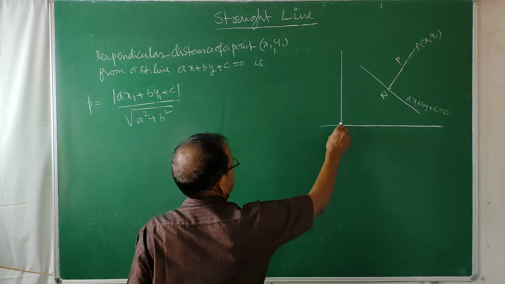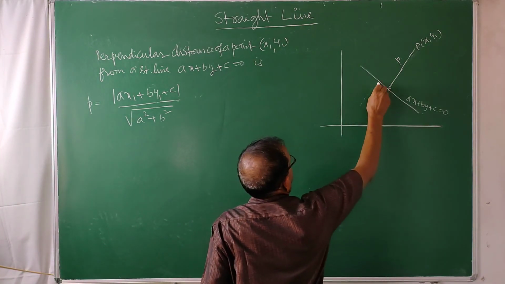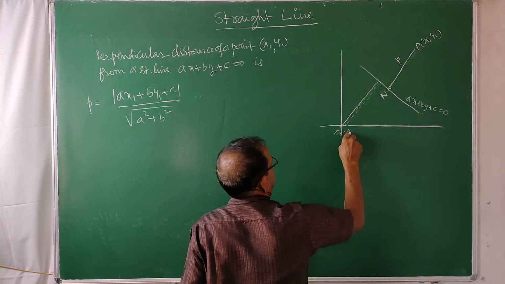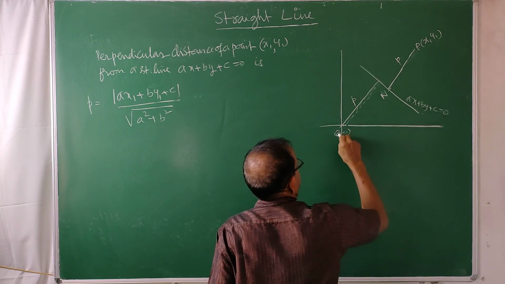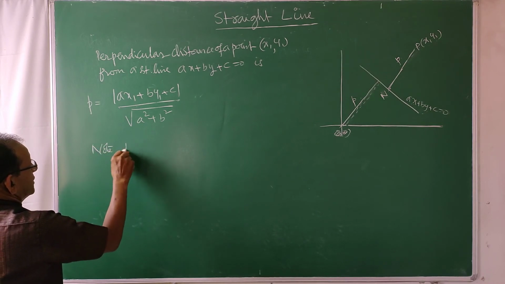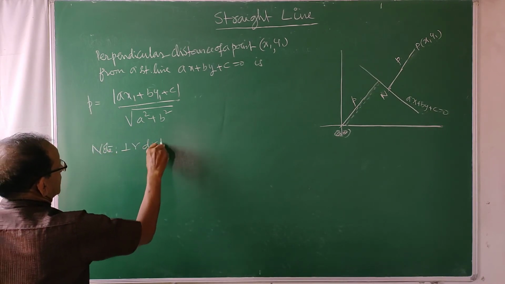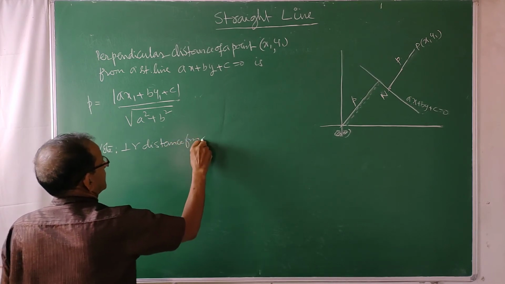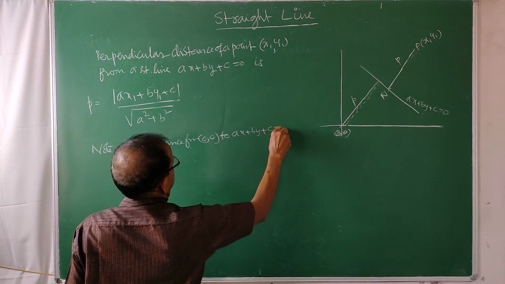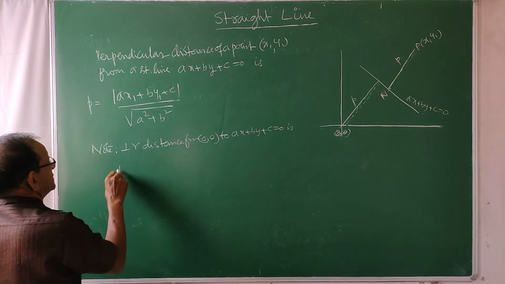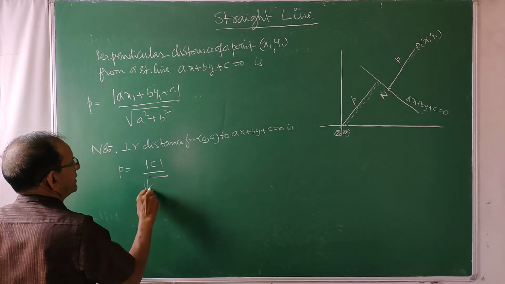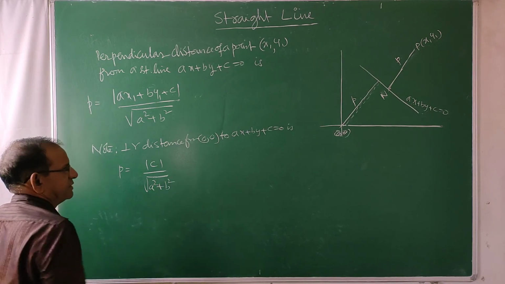Suppose the point is (0, 0), that means if you want to find the perpendicular distance from (0, 0), then p is equal to, in place of x1, y1, write 0, 0. Note: the perpendicular distance from (0, 0) to ax plus by plus c is equal to 0 is p is equal to, this is 0, plus c only you will get in the numerator, c by root of a square plus b square.